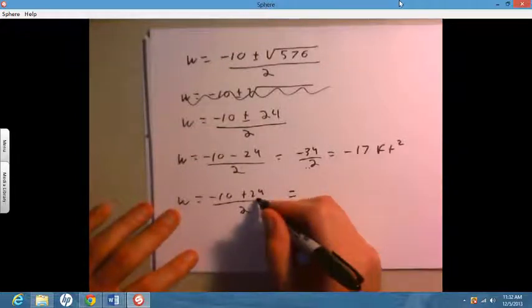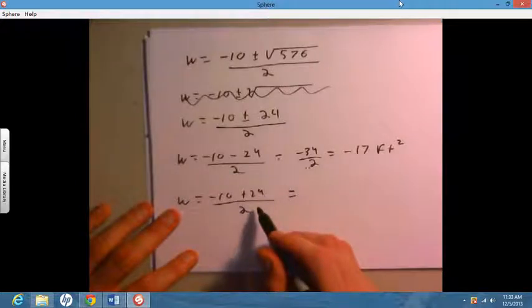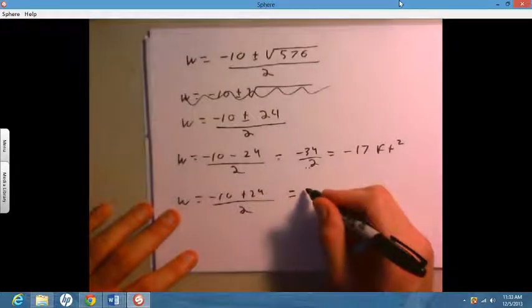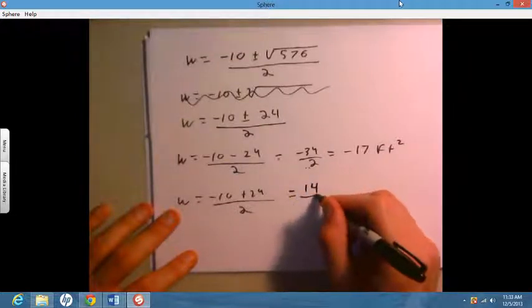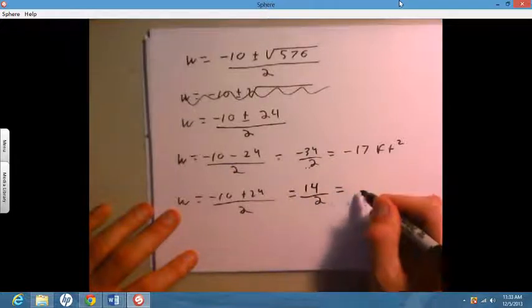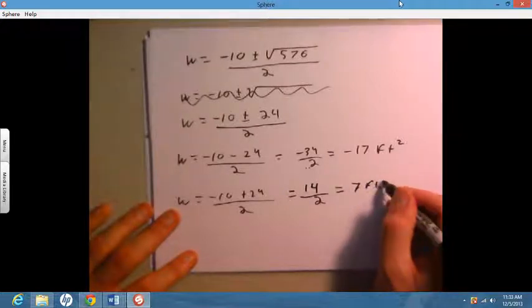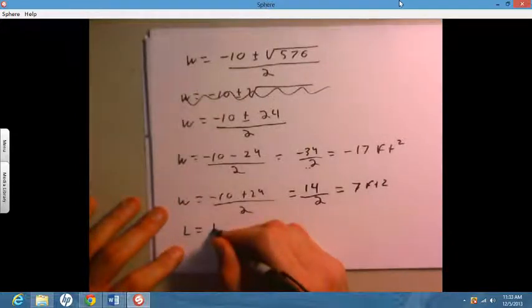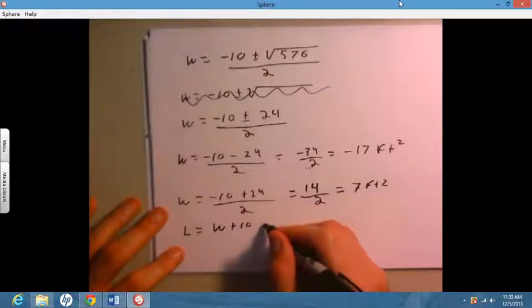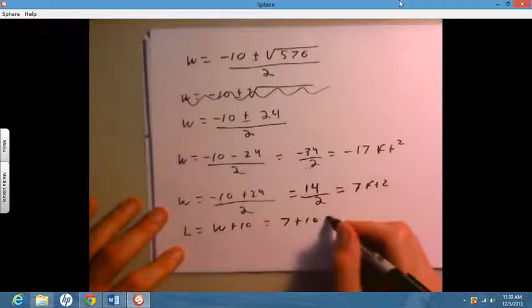We have a positive 24 and a negative 10. So we're going to subtract the two numbers and keep the sign of the larger one. 24 minus 10 is going to be 14. And since the 24 is the bigger number and it's positive, the result is going to be positive. Then 14 divided by 2 is 7. Okay? And the length is going to be equal to w plus 10, and w is 7, so 7 plus 10 is equal to 17.